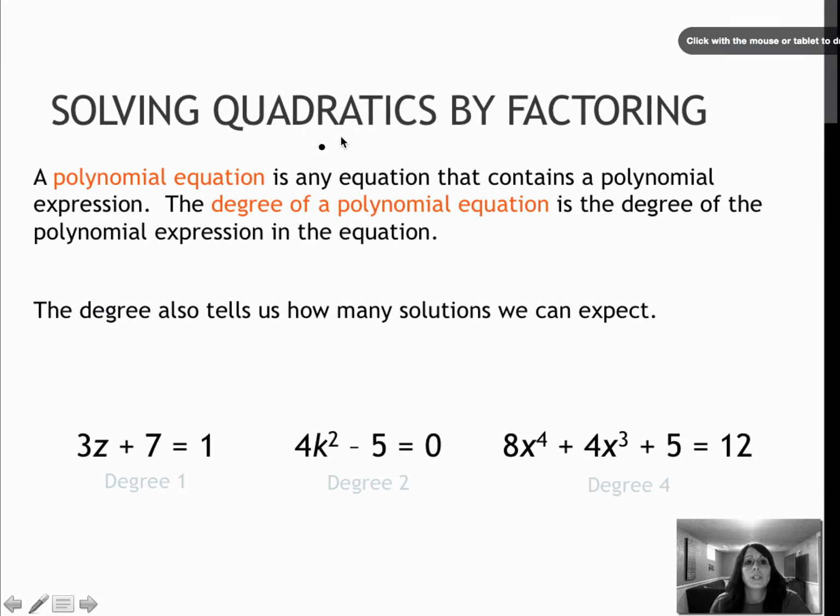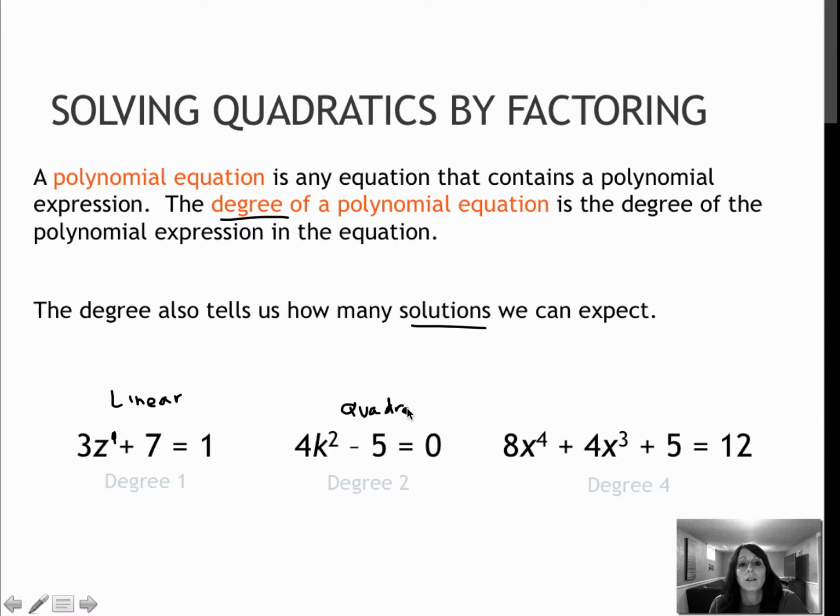So we're dealing with a polynomial equation, and we've already talked about the fact that the degree of the polynomial can tell us how many solutions to expect. So here the degree is 1 because it's z to the first, which means there should be one solution. This would be linear, so something with a degree of 1 is linear. A degree of 2 is called a quadratic, and that's where we're going to put our focus today. But we can expect up to 2 solutions.